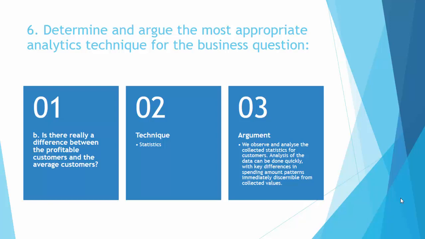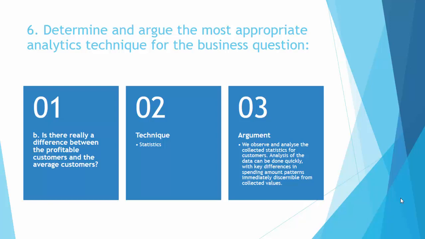For example, if we want to see the difference between profitable customers and average customers at McDonald's, we need to see how much we buy and how many we buy. So for this particular purpose, we believe that statistics is the proper technique. So our argument is, like I said before, we observed and analyzed collected statistics for customers. Analysis of the data can be done quickly because we need to know the difference quickly, and also with key differences in spending amounts, immediately discernible from collected values.